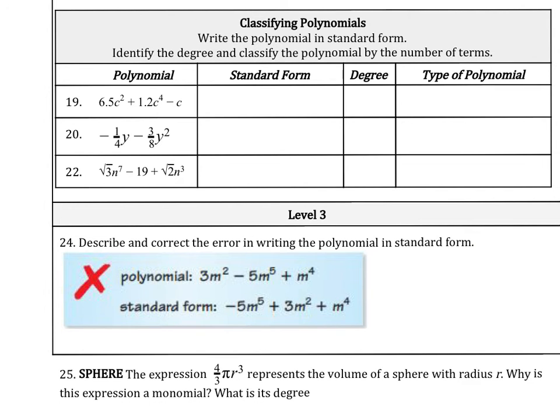For number 19, the highest degree is c to the power 4, so in the front you have c to the power 4, 6.5 c to the power 2 minus c. The degree is the highest exponent, that is 4, and that's going to be a trinomial.